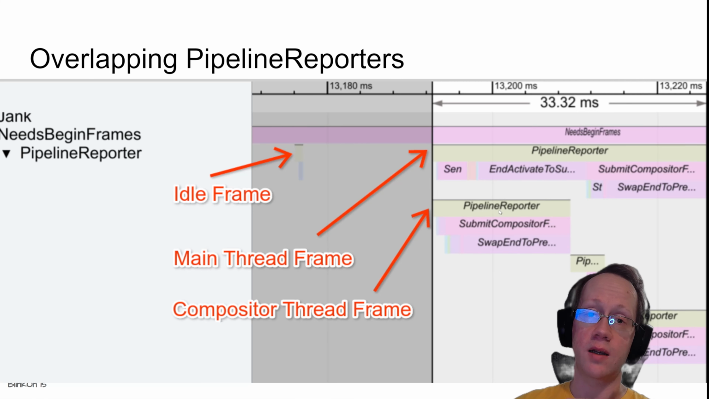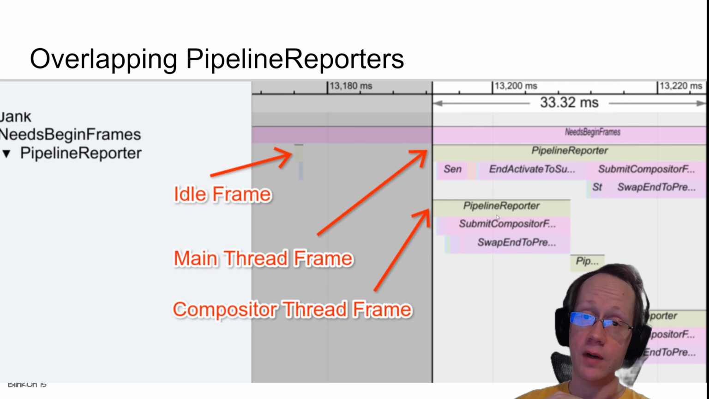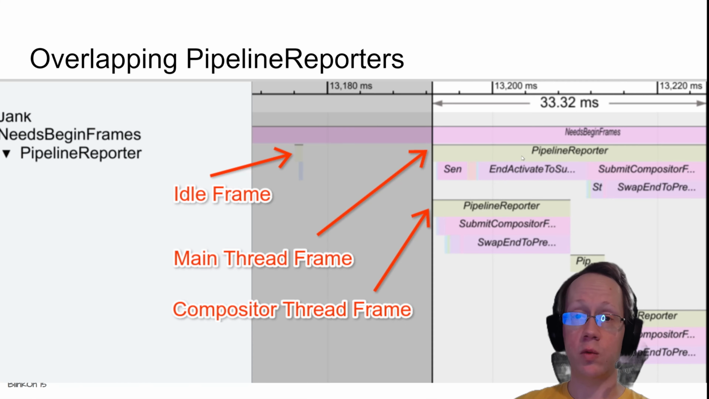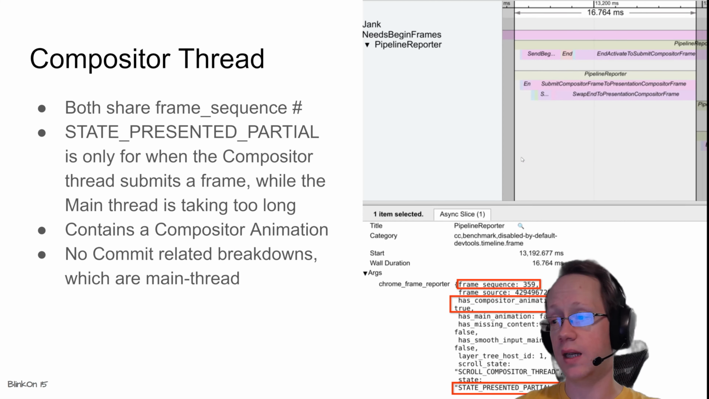One is going to be representing the amount of work done on the compositor thread and when that frame was submitted. This would line up with the presented partial, whereas the main thread frame will take longer and will end up being incorporated in a later frame and visual update.